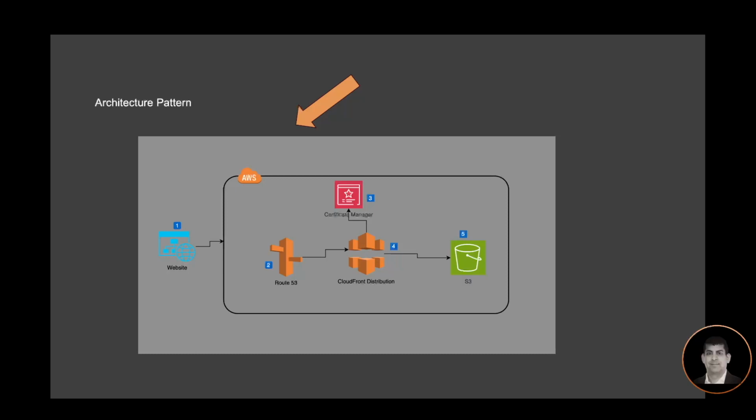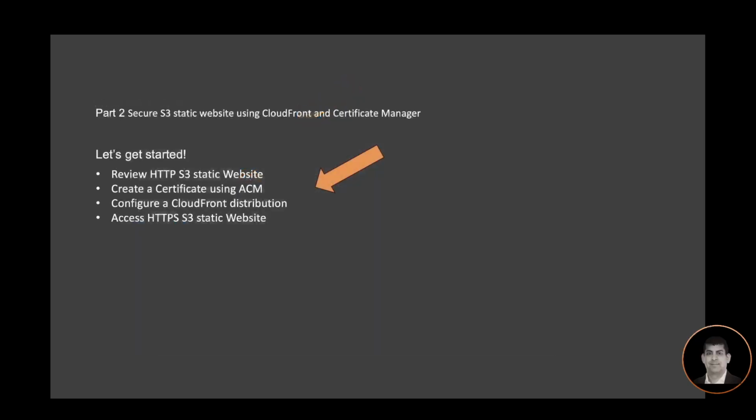This is the architecture pattern. We're going to access the HTTPS site using the CloudFront distribution, which is secured using Certificate Manager, and accessing an HTTP S3 bucket from the AWS S3 service. Let's get started. I'm going to review the HTTP S3 static website, create a certificate using ACM, configure the CloudFront distribution, and then access the HTTPS S3 static website.